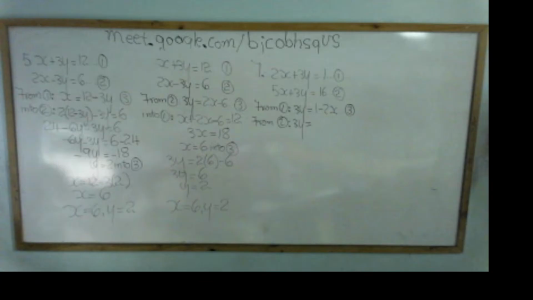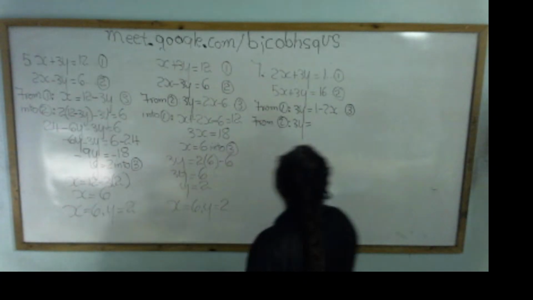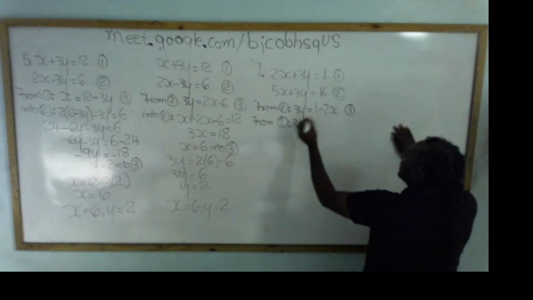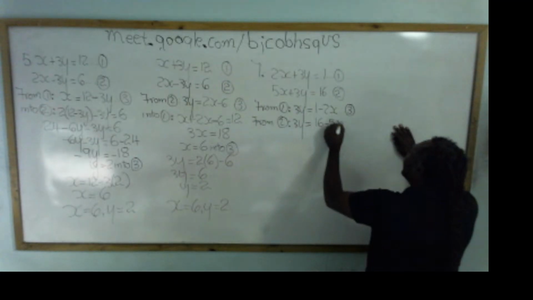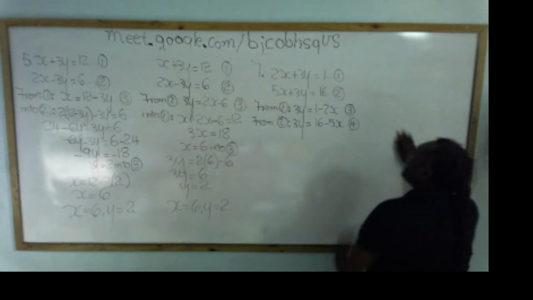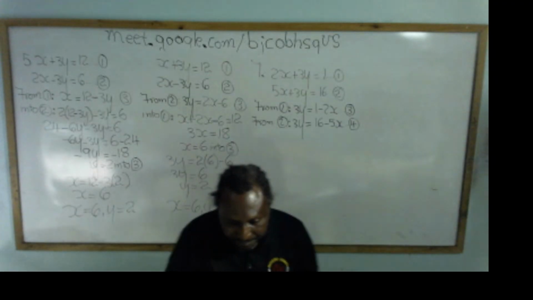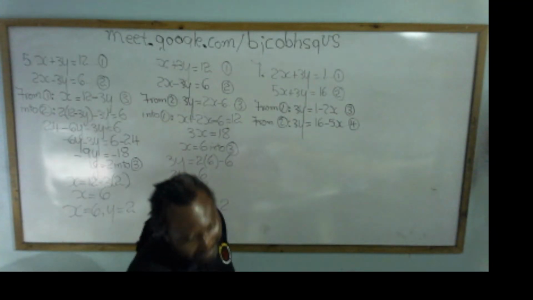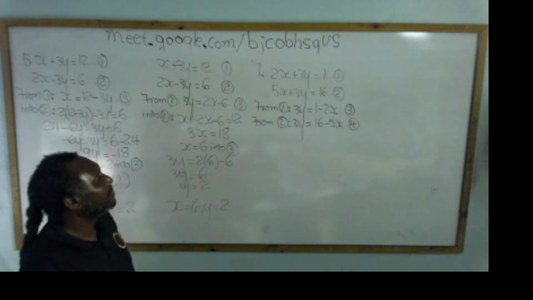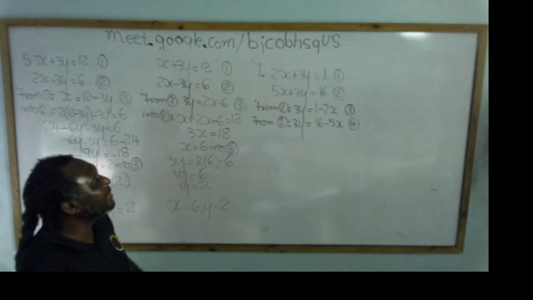Let's see what we have. Nothing. All right, let me put that in: 16 minus 5x. That is equation 4. Notice that we use two froms. I'm demonstrating to you another type of substitution.